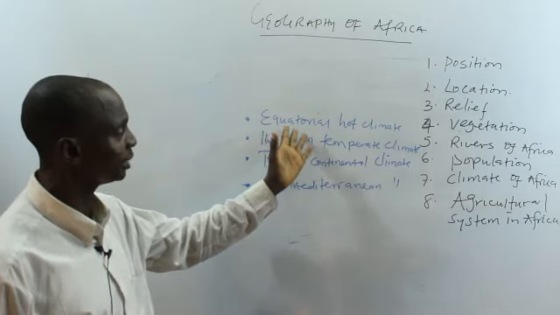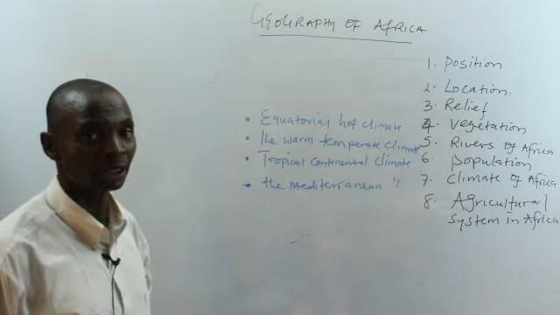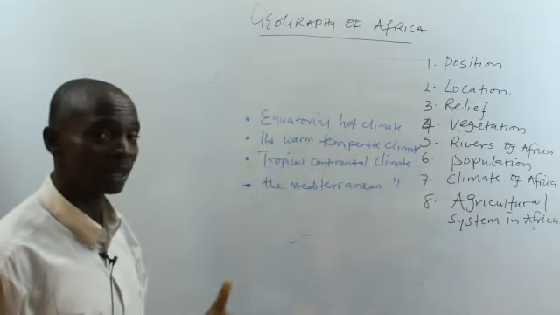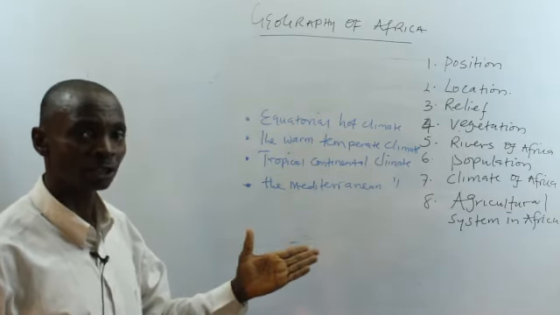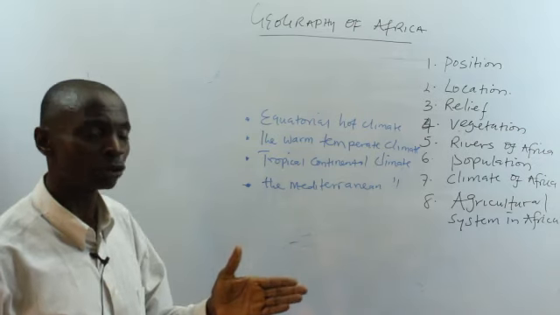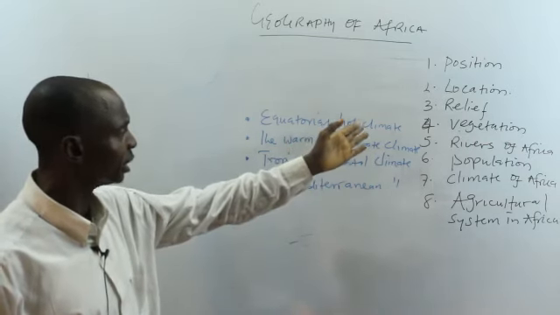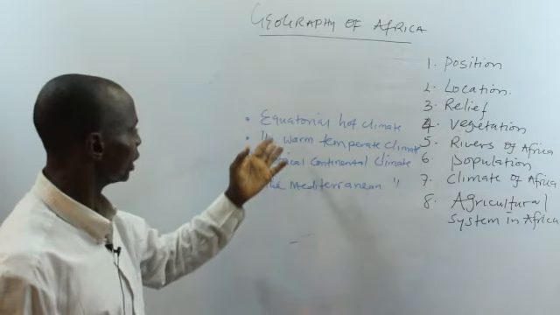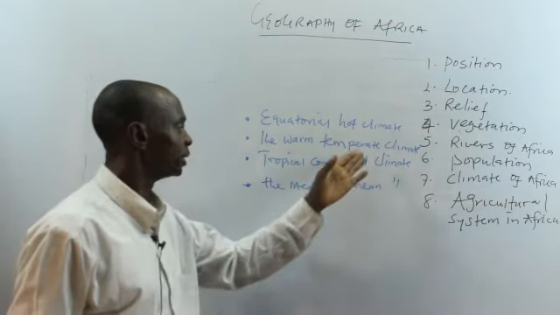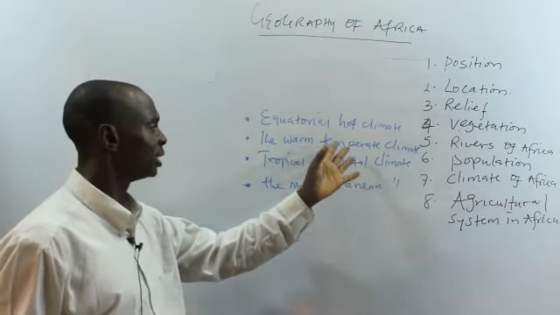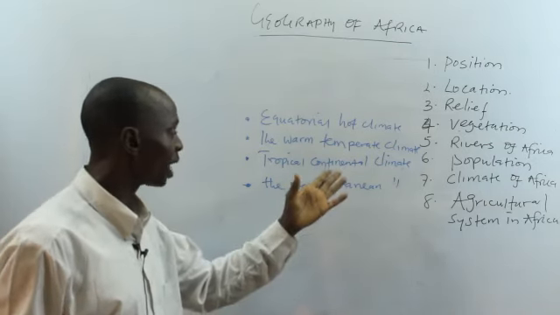These types of climates are found within the equatorial region of Africa. We talk about the western part of Africa, that is the coastal area of Nigeria, Ghana, and part of Senegal. Then this type of climate is found in that environment. Then you talk about the warm temperate climate. This type of climate is found within the central and the eastern part of Africa.